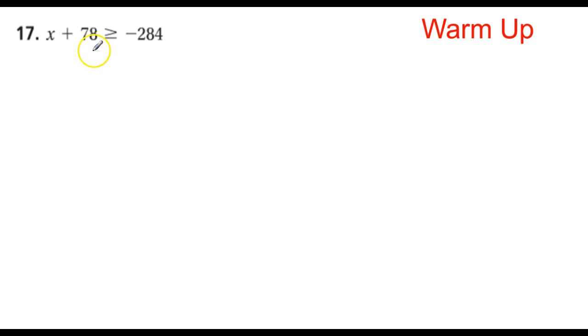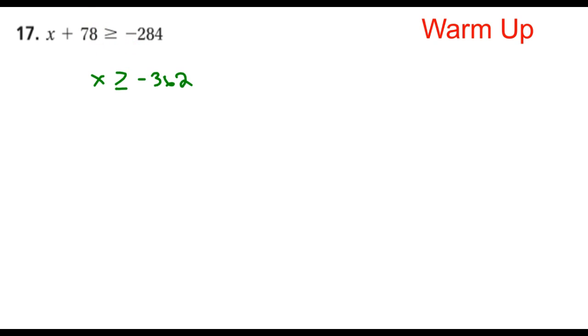And the last one in the warm-up, subtract 78 from both sides. X must be greater than or equal to, let's see, kind of hard to do that one in your head, but some people can. I just don't want to make a mistake while I'm recording. I get negative 362. All right.